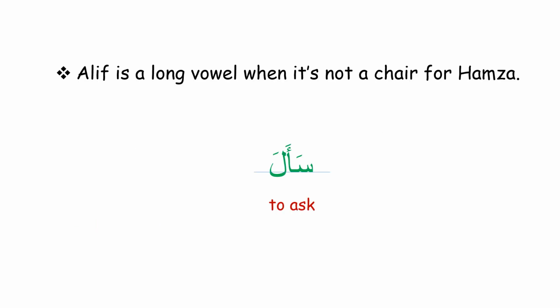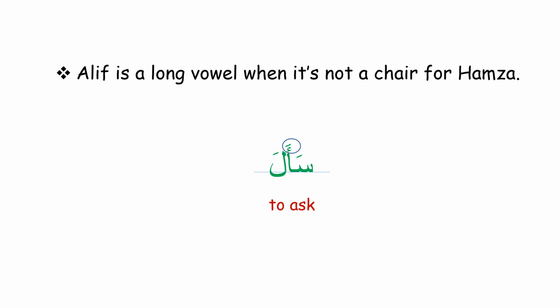Here we have an example. We have the verb to ask written in Arabic. We do say سأل. One more time. سأل. And as you can hear, there is no elongation even though we have the letter sin carrying a fatha and followed by alif. The reason behind that is, since Hamza is using alif as a chair, alif is no longer a vowel but a consonant. So be careful. Alif is a long vowel only when it is not a chair for Hamza.